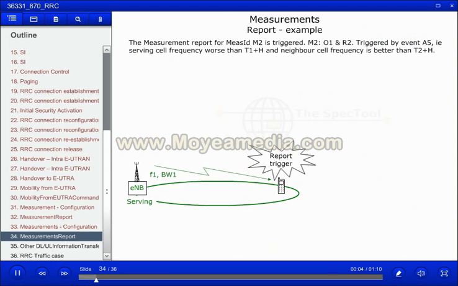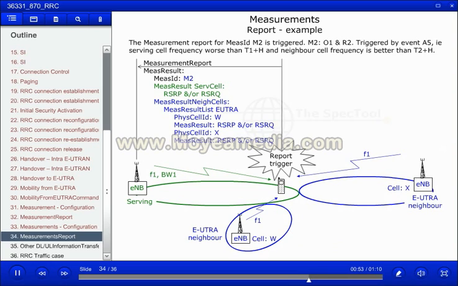In the example previously introduced, the measurement report for MeasID M2 is triggered. MeasID M2 combines MeasObjectID 01 and report config ID R2. For R2, event A5 triggered the reporting. Event A5 means serving cell frequency worse than threshold 1 plus the hysteresis value, and neighbor cell frequency is better than T2 plus H. Hence, the measurement report generated will indicate that the report is for MeasID 2 and include measurement results for the serving cell and the neighboring EUTRA cells listed, W and X.